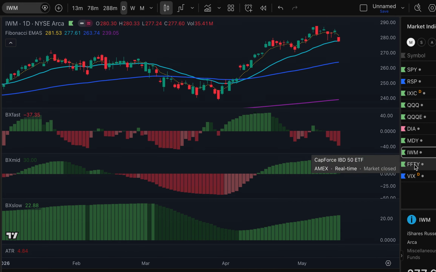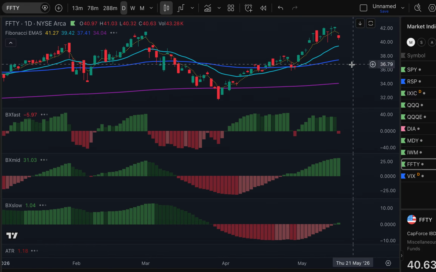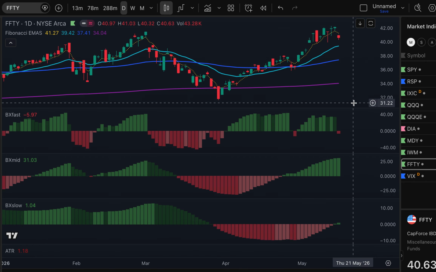Something else that I look at is this FFTY. This is the IBD 50 ETF. These are like your leading growth stocks in this portfolio. I think it's updated weekly or maybe even more, I'm not sure. But it tries to keep track of what are the leading growth stocks. And so growth stocks, this is still above the 21 EMA. Short-term momentum starting to fade. Mid-term and long-term momentum are still rising.